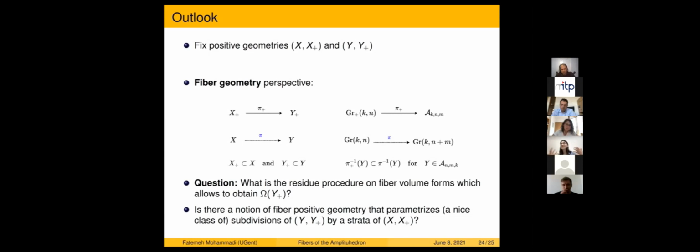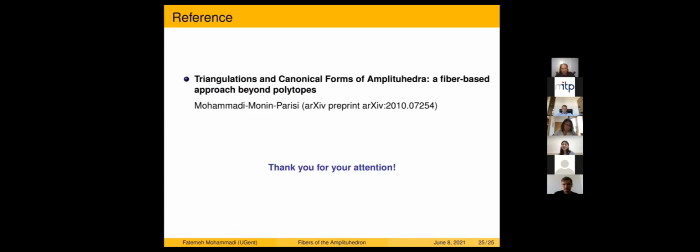So the question is whether you can see this even more for other families of positroids, where you know something about the original positive geometry, its triangulation and canonical form, but you want to understand the image by looking into these fibers of this image.